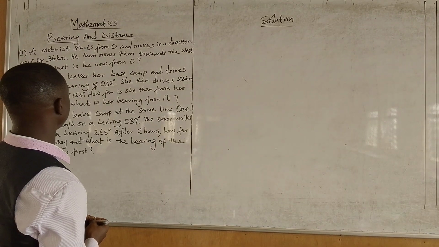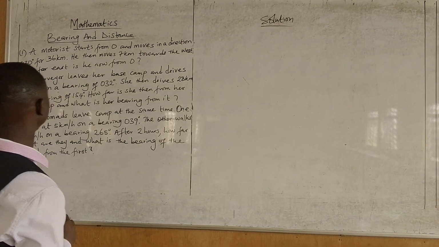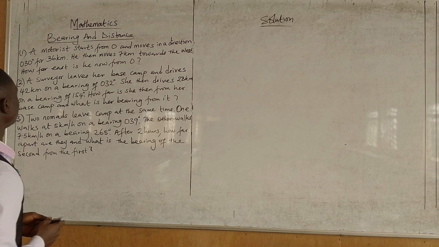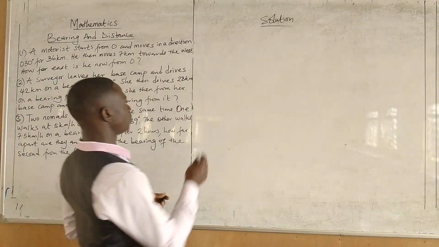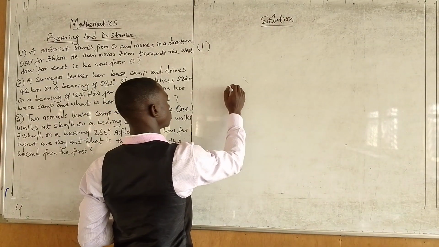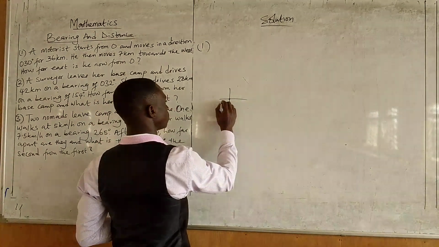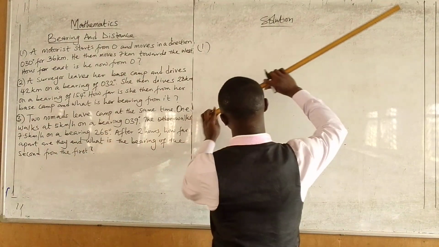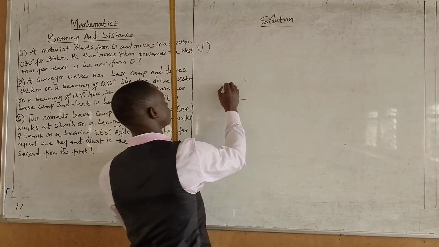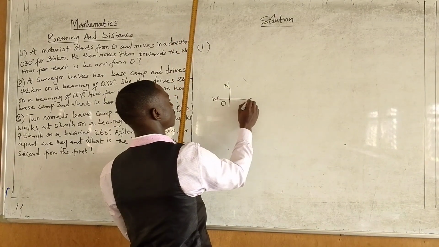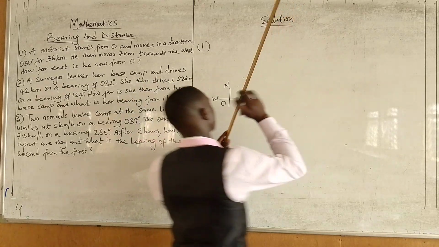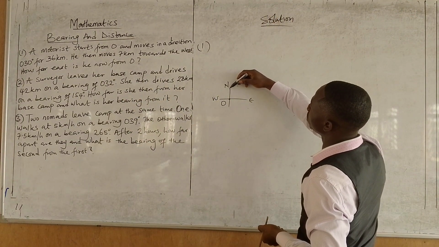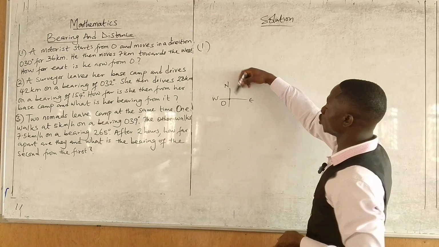A motorist starts from O and moves in a direction of 30 degree for 36 kilometers. So we are starting from point O. This is your cardinal point. Here's point O. So the motorist moves at an angle of 30 degree. This north, this west, this east. 30 degree is an angle less than 90. It falls on the first quadrant.